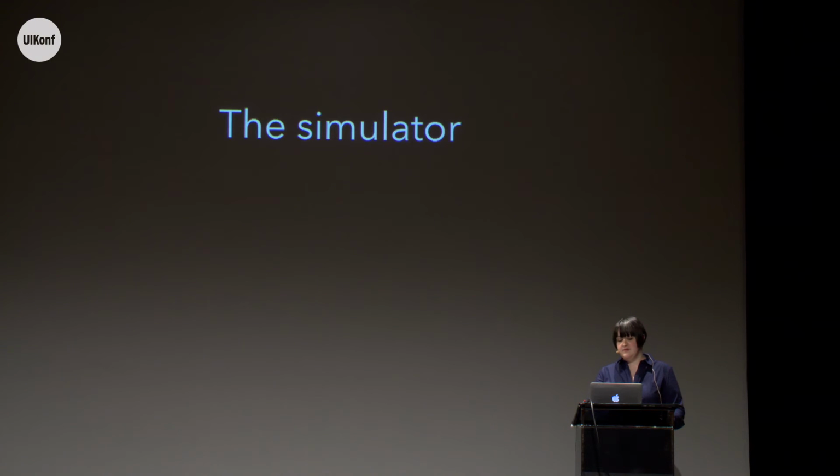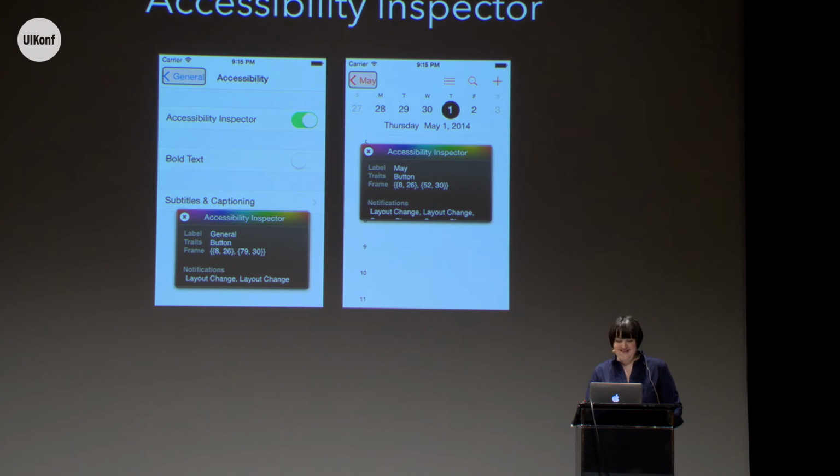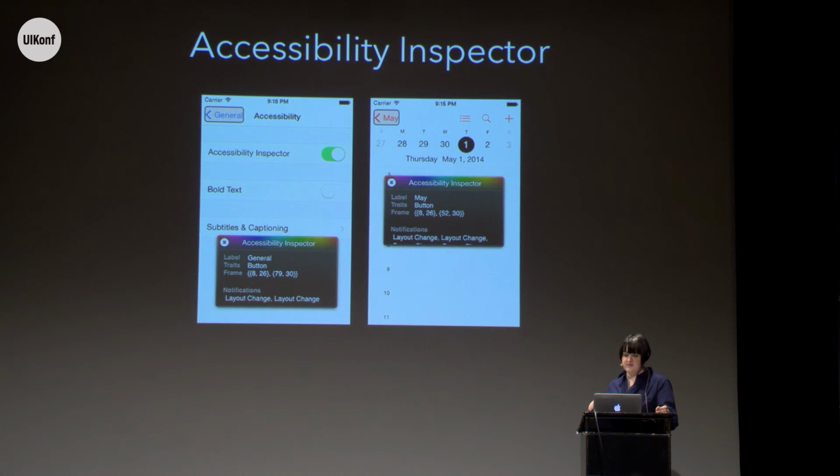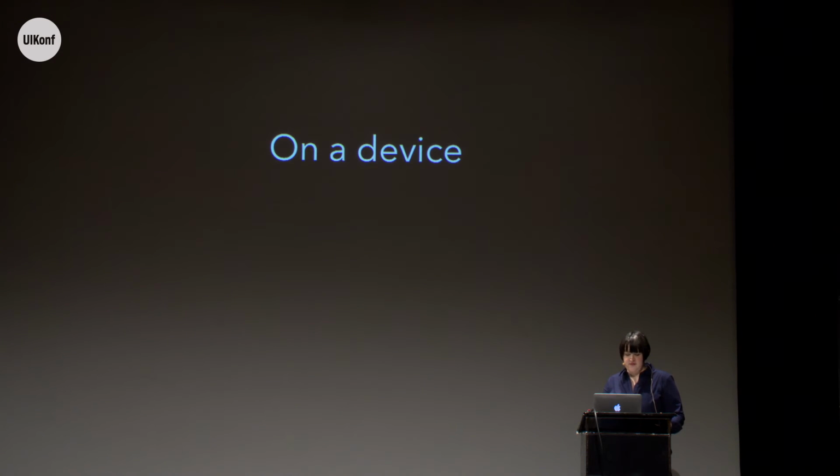So one of the ways you can start testing is in the simulator. Sadly, it doesn't talk to you. So if you're feeling lonely, don't use the accessibility inspector. But yeah, it'll basically show you, it just pops up and says, this is what the label is, this is what the traits are, this is what the frame is, and it also lets you know when there's notifications. So it's quite a cool thing, but it doesn't really give you a full experience. That's when you need to use the device.